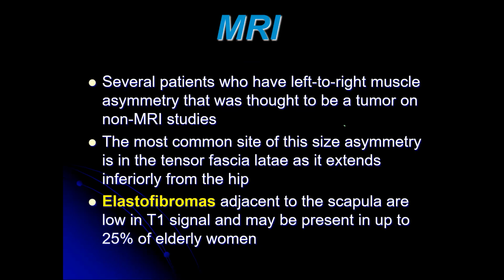Several patients who have left to right muscle asymmetry that was thought to be a tumor on non-MRI studies are diagnosed. You have to be careful. By nature, there are certain patients who have enlargement of one buttock with respect to the other. You should be aware that this could be very normal. The most common site of this is... low in T1 signal and may be present in up to 25% of elderly women. They have masses underneath the scapula, which are mainly of elastic tissue.